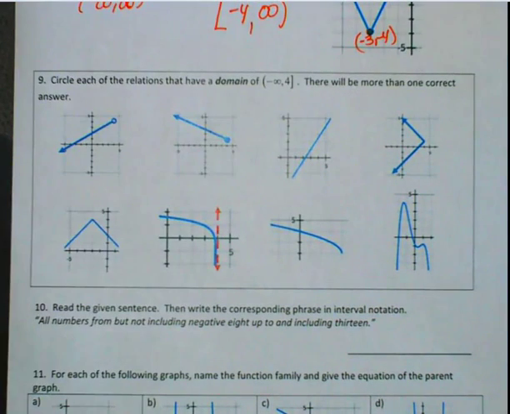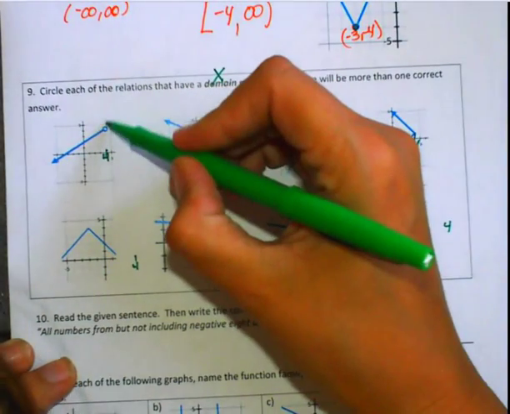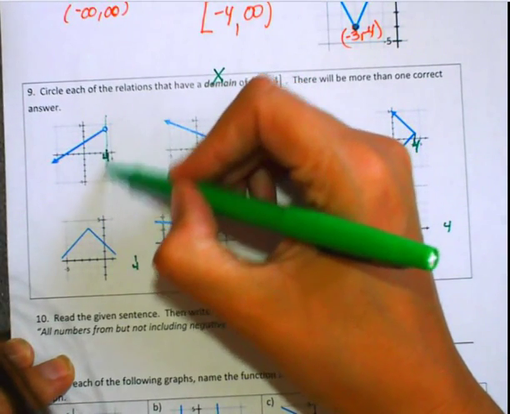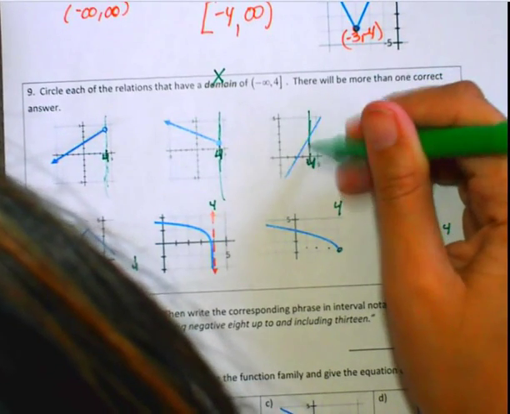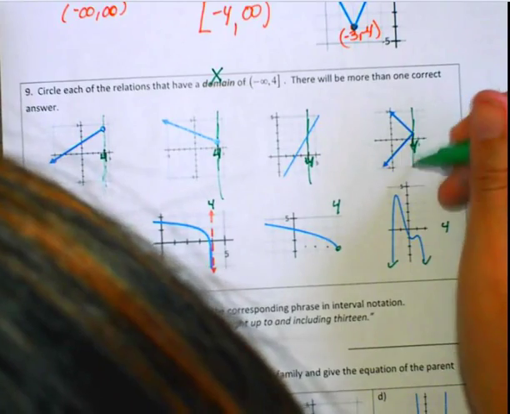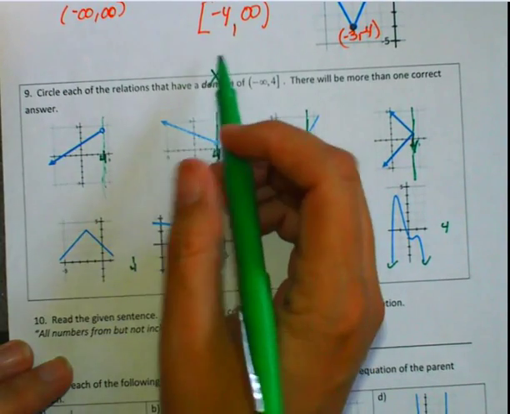All right, let's take a look at the next one. It says circle each of the relations that have a domain of negative infinity to 4, and we're using a bracket, so we're including 4. There will be more than one correct answer. You want to get used to these problems because they like to ask them on the SOL and give you more than one correct answer. Remember, domain is x, so I marked where 4 is for a value of x on each of these graphs. Basically I'm looking for a graph that includes 4 and goes to negative infinity.